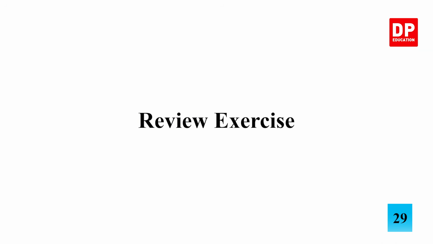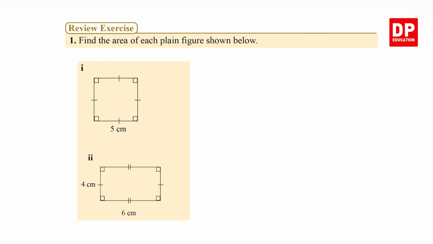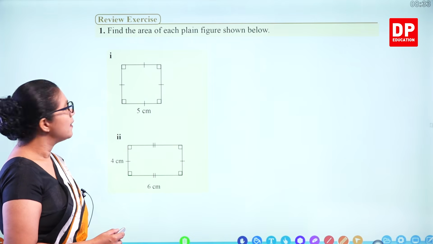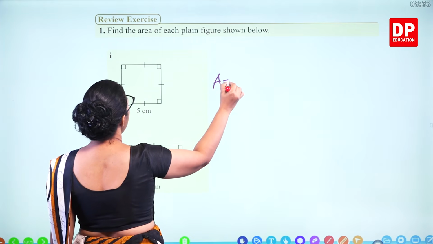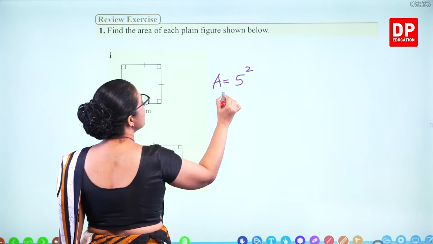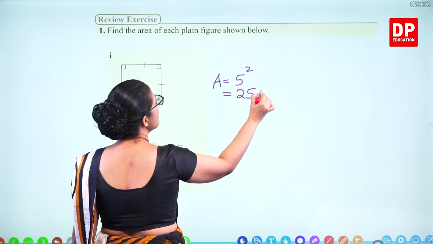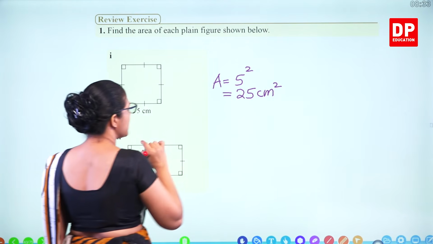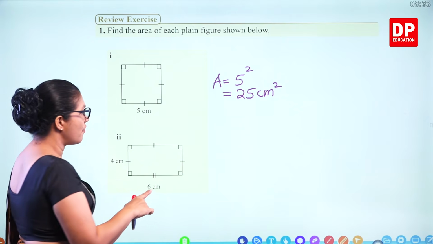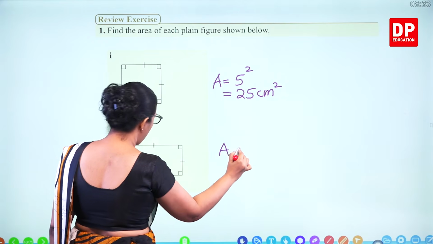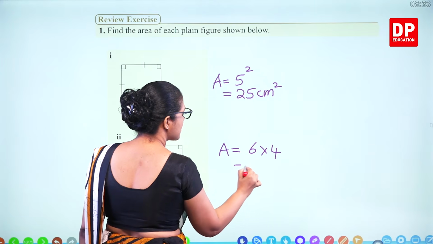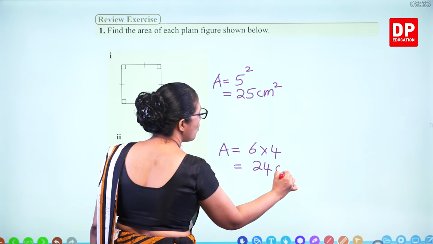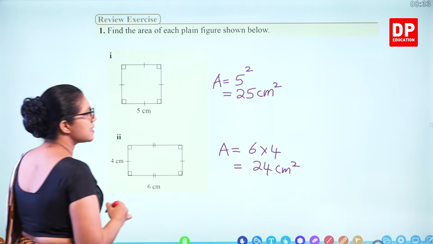Now we'll look at the review exercise in your textbook. Find the area of each plane figure shown below. This is a square. So what's the area? Length square. 5 times 5, 25 square centimeters. This is a rectangle. What's the area? Length into breadth. 6 times 4, 24 square centimeters.